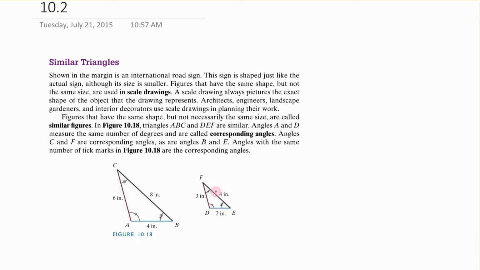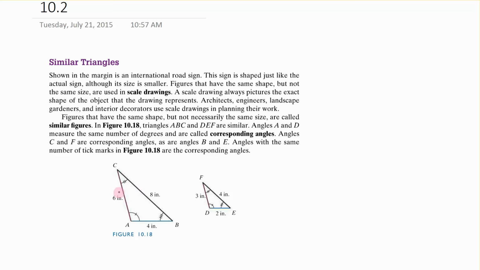They are obviously not identical, they're not the same size, but because their corresponding angles are congruent, or equivalent in measure, that means that the triangles have the same shape. And what is also true is that the corresponding parts are proportional. And by proportional, it means that you could write a true proportion.